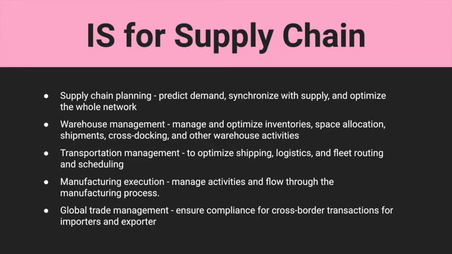You have transportation management software. Next, you have manufacturing execution system to manage activities and flow through the manufacturing process. And last, you have your global trade management software to ensure compliance for cross-border transactions for importers and exporters. These are the modules included in a supply chain management information system. So they are all different from each other, right?